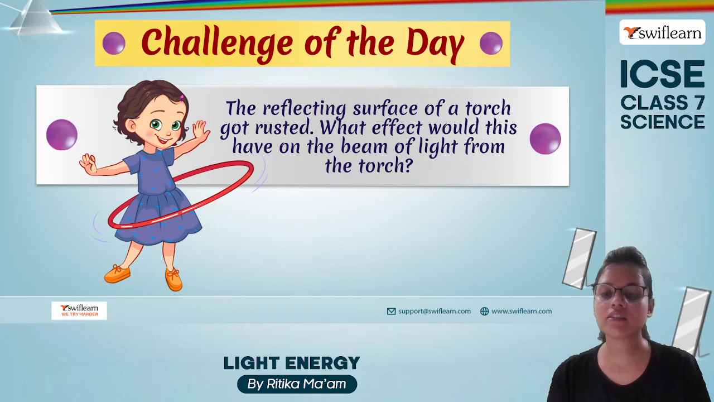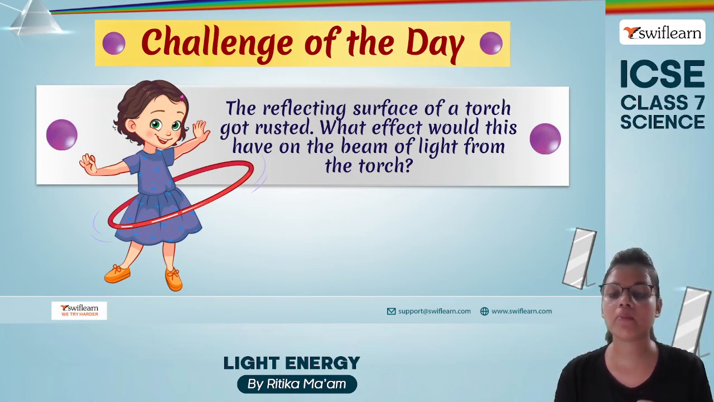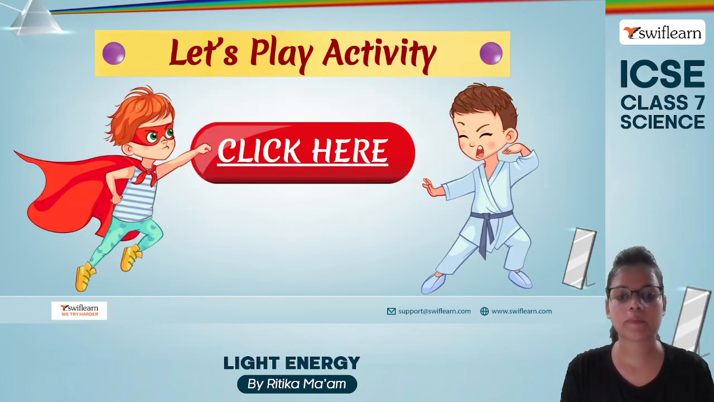Now, the reflecting surface of a torch got rusted. What effect would this have on the beam of light from the torch? If the reflecting surface of the torch gets destroyed or rusted, we will see a very faint beam which will not be clear. So we won't get a clear light, we will get very faint light.